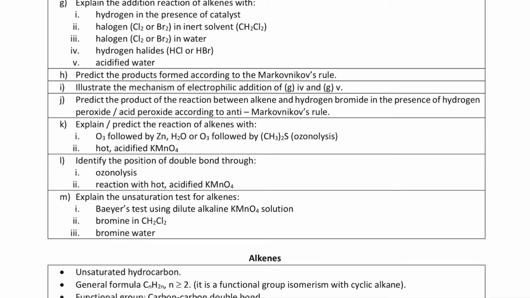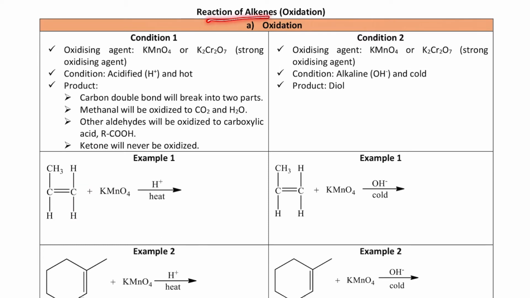Okay, so learning outcome kita adalah yang K ni. Explain and predict the product of alkene with ozone followed by zinc, H2O or O3 followed by (CH3)2S. Okay, so basically ozonolysis lah. Ataupun reaction of alkene tu dengan hot acidified KMnO4. Saya akan discuss about Baeyer's test using dilute alkaline KMnO4 solution juga, sebab this is also oxidation reaction, so saya akan masukkan dia dekat atas ni. Reaction of alkene, oxidation.